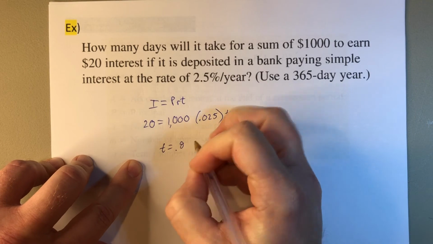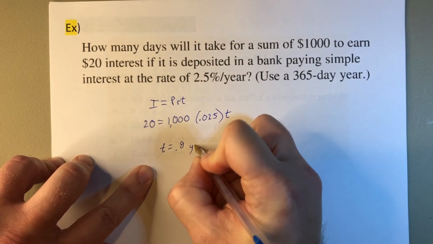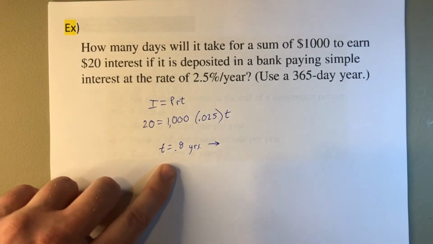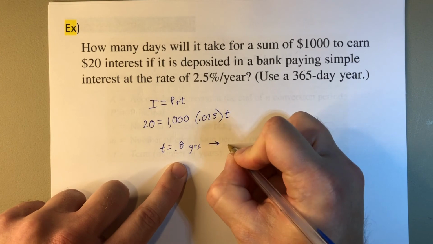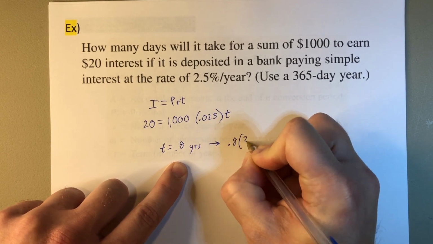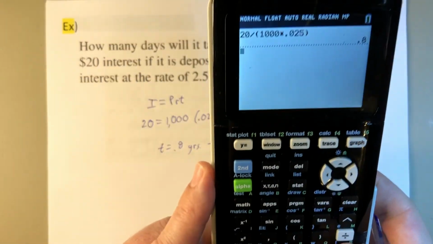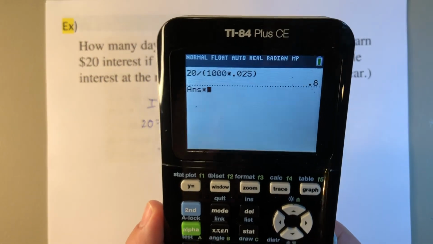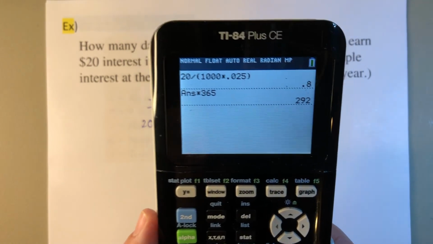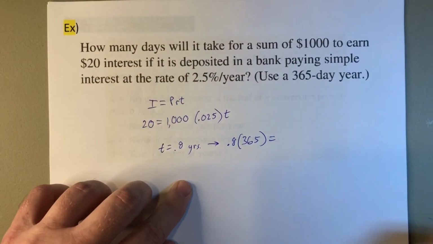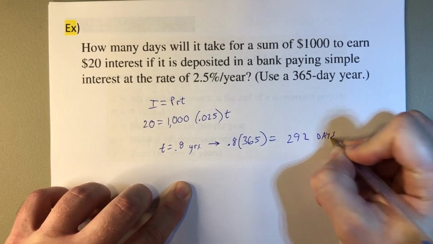But remember, T for simple interest, and really for all the formulas we're going to look at today, is always in terms of years. So now what do we have to do with this? We have to multiply this by the number of days in 1 year. So you take that 0.8 and multiply it by 365 days per year, and there you go, 292 days. 292 days is our final answer.